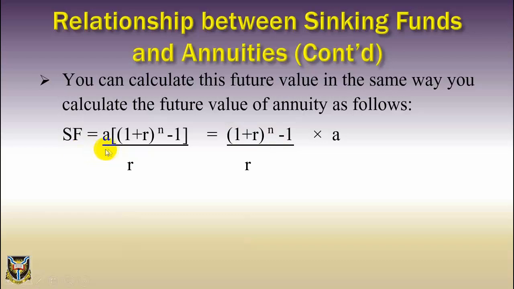SF is equal to A times ((1 plus R) raised to power N minus 1) over R, which is equal to ((1 plus R) raised to power N minus 1) over R times A, where SF is equal to amount you want to accumulate from the sinking funds, A is equal to annual investments, N is equal to numbers of years, R is equal to interest rate.